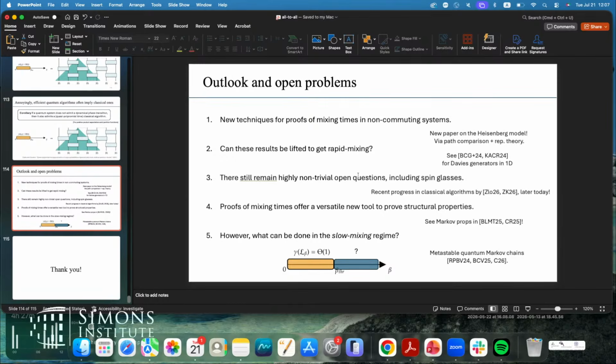The other direction is in terms of slow mixing. Very little is known in terms of characterizing quantum states which are approximately stationary, so that's what we call metastable under these Markov chains. New structural statements for these metastable states would be increasingly interesting if we believe that simulating them could be a viable and interesting quantum experiment to run.